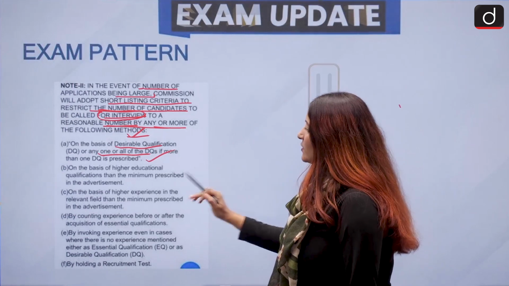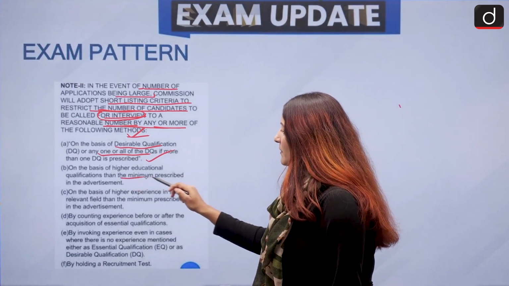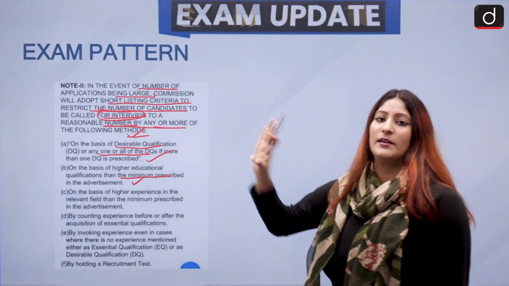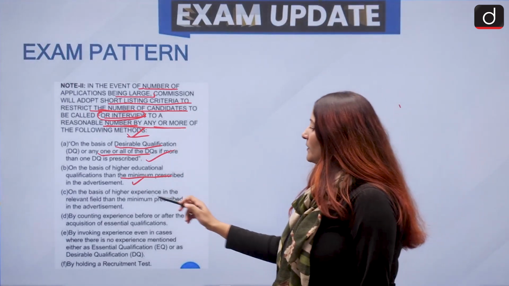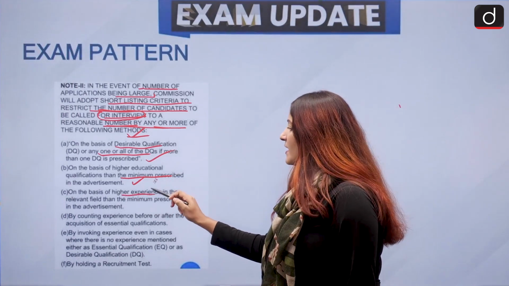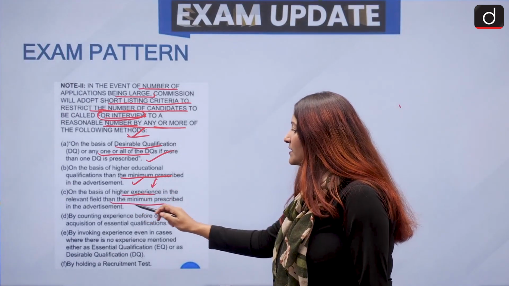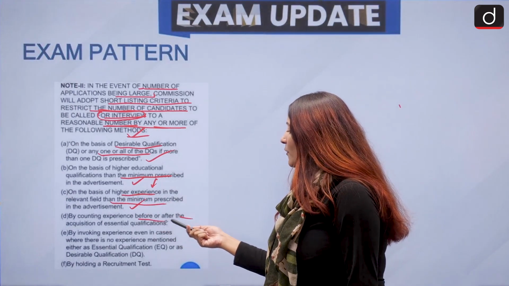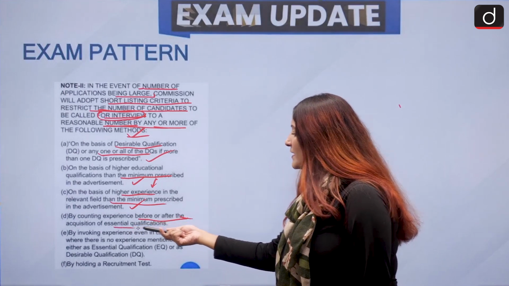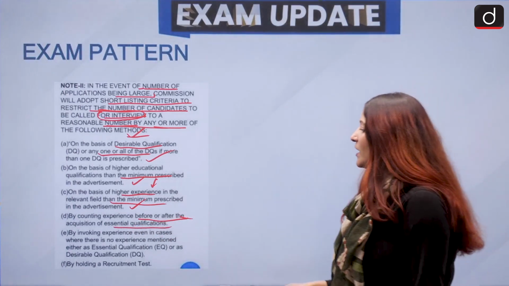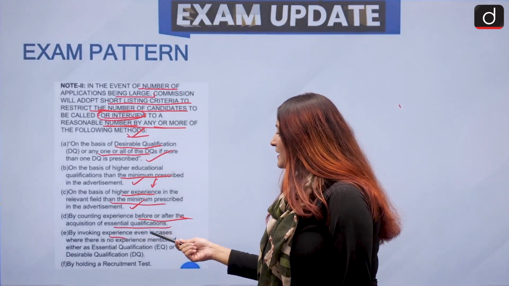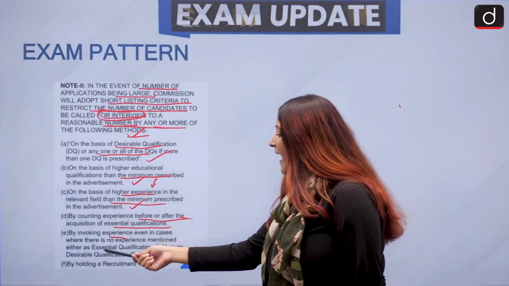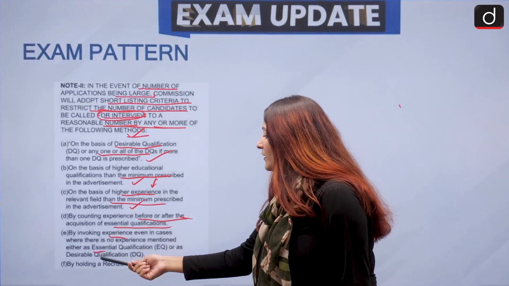Secondly, on the basis of higher educational qualification than the minimum prescribed in the advertisement, again, here comes the desirability, the preference. On the basis of higher experience in relevant fields than the minimum prescribed in the advertisement, by counting experience before or after the acquisition of essential qualification, by invoking experience even in cases where there is no experience mentioned as essential or desirable.